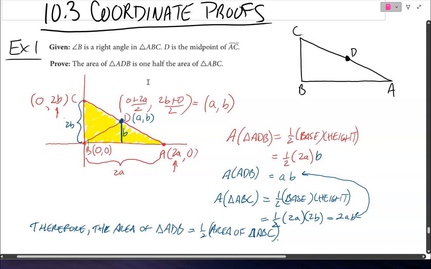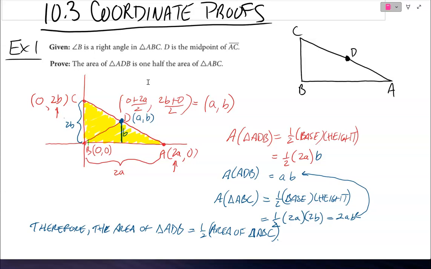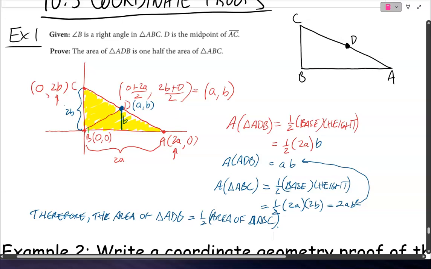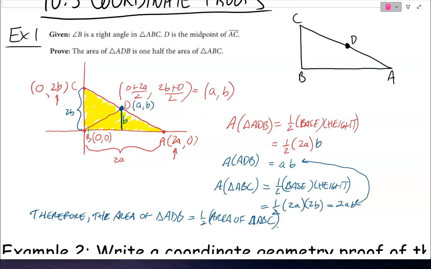So that's an example of a coordinate geometry proof where we use generic lengths like a and b, or 2a and 2b, to make sure that this figure represents any possible right triangle. And so we've basically proven that if you find the midpoint of the hypotenuse, you get a triangle that is half the area of the right triangle.